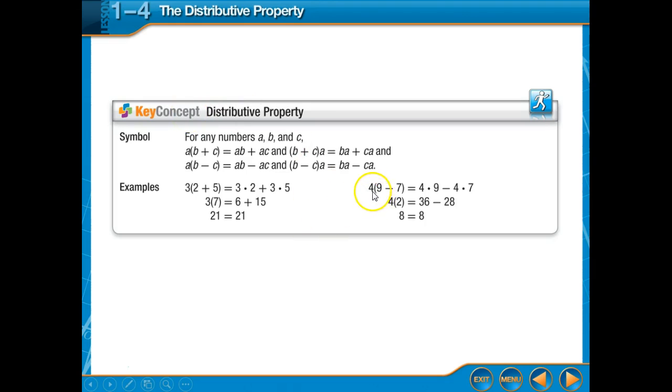And here's another example with subtraction, that 4 times 9 minus 4 times 7 is the same as saying 4 times (9 minus 7). And you'll get the same answer. 4 times 2 is 8, or 36 minus 28 is 8.